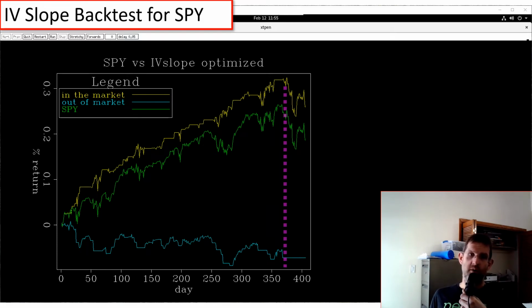So here's a 1-year back test of this IV slope indicator. When the indicator is on, you get a noticeable edge over just buying and holding. The magenta dashed line shows when I started trading, so about 30 days ago. The system told me to stay in the market pretty much the entire time.